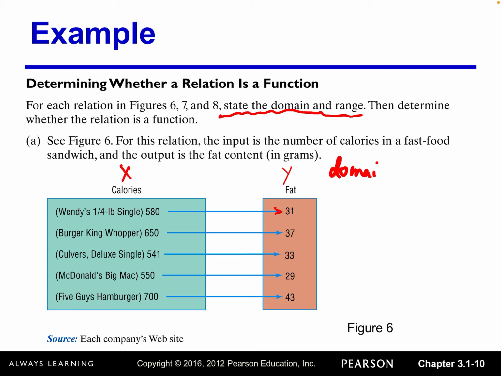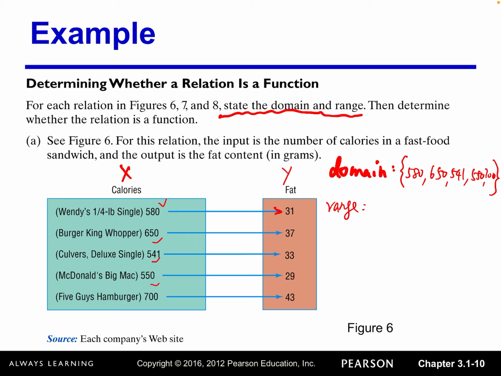So the domain is all the elements of x. We use set notation to represent it. What is set notation? A pair of braces, and each element is separated by a comma. So we have 580, 650, 541, 550, and then 700, and then close the braces. That's how to represent the domain.